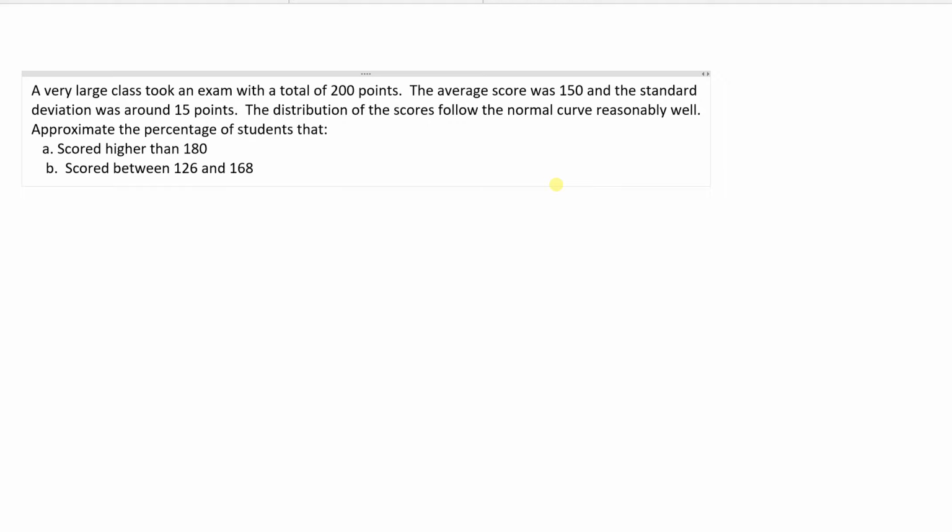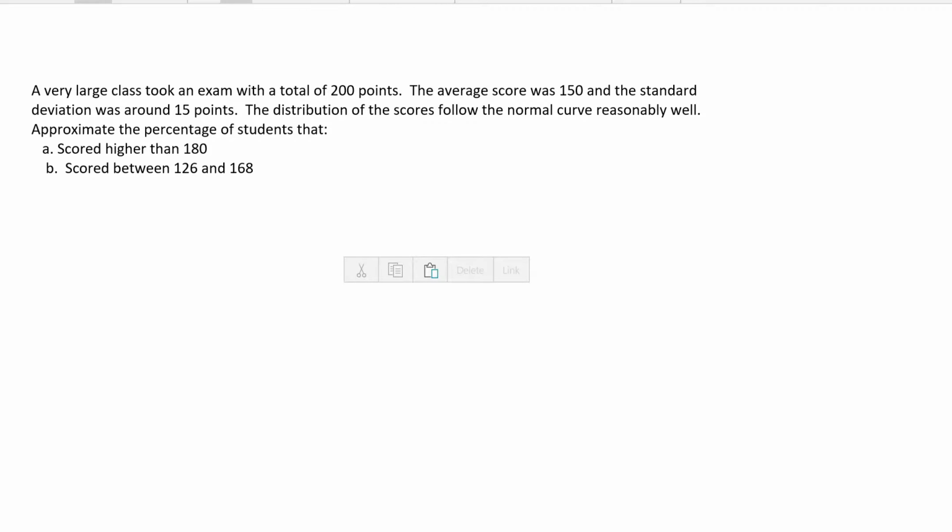The first 2 are: a very large class took an exam with a total of 200 points. The average score was 150 and the standard deviation was around 15 points. The distribution of the scores follows the normal curve reasonably well. We want to approximate the percentage of students that scored higher than 180 and the percentage of students that scored between 126 and 168. To answer these questions, we will need a normal curve table and a calculator.